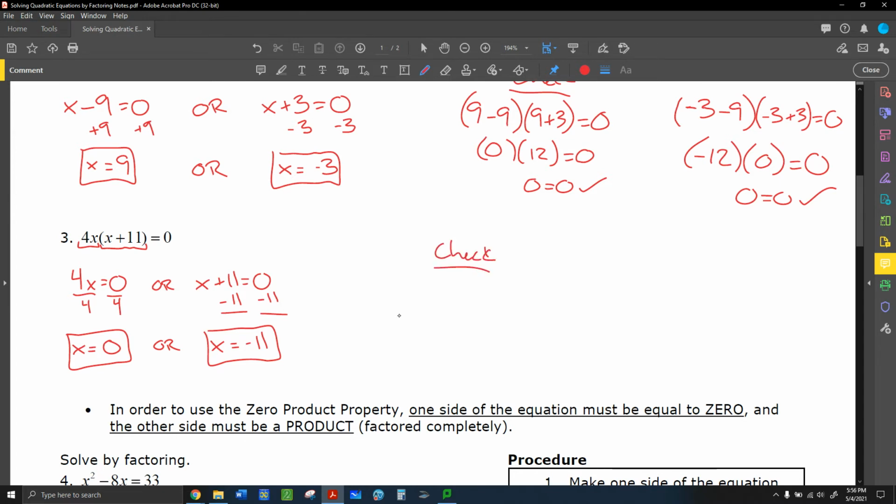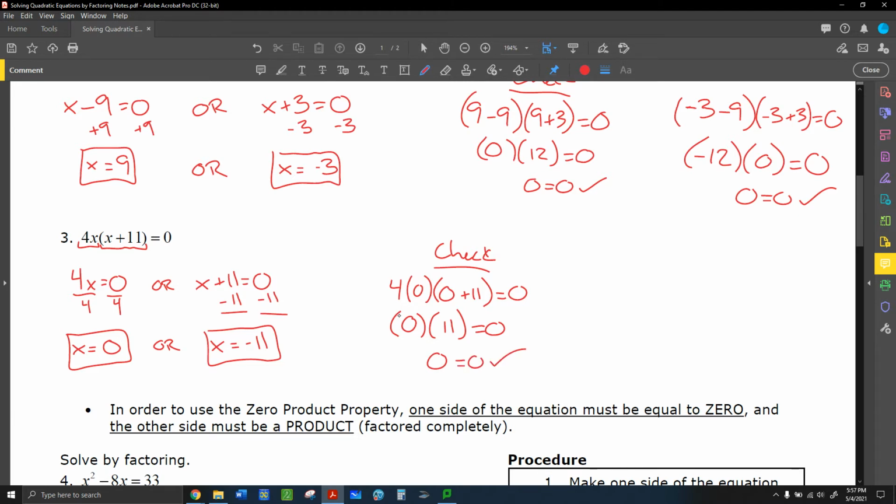So let's check x equals 0 first. We have 4 times 0 times the quantity 0 plus 11. Well, 4 times 0 is 0, and 0 plus 11 is 11, and 0 times 11 is equal to 0.